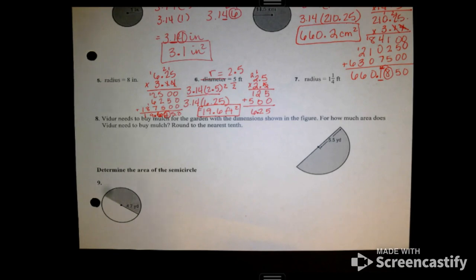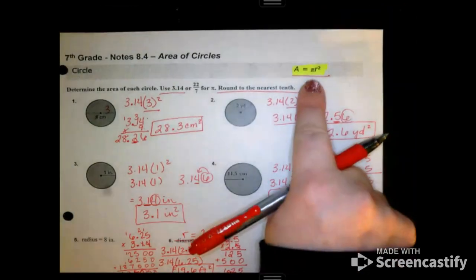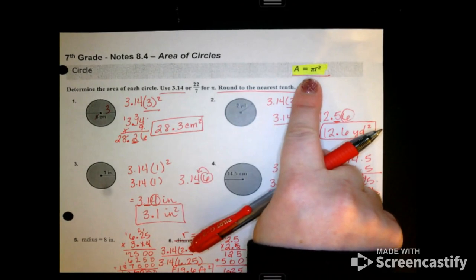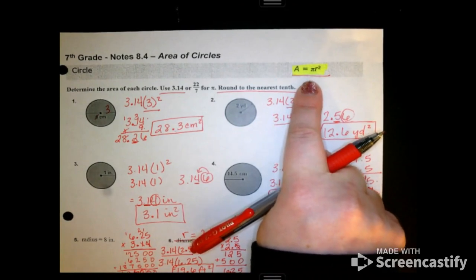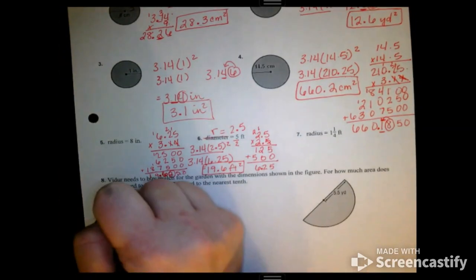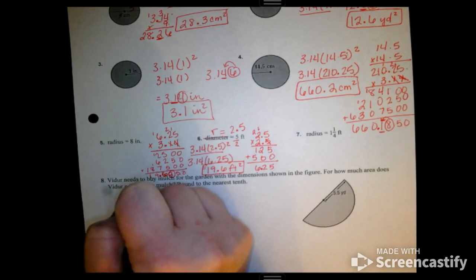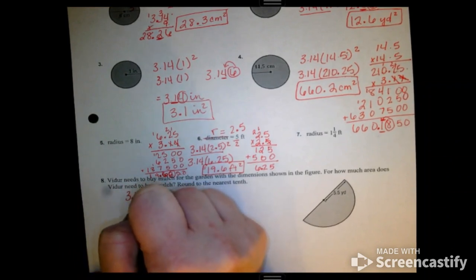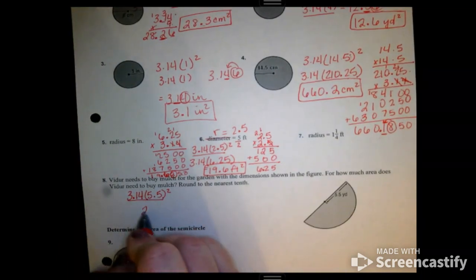It's half of a circle. Okay? So if this formula gives us what we need to find the area of a full circle, what do you think you would do? Divide it by 2. Okay, so that's it. All you would do is set this up like normal, 3.14 times 5.5 squared. And then when you're done with that, you divide it by 2.